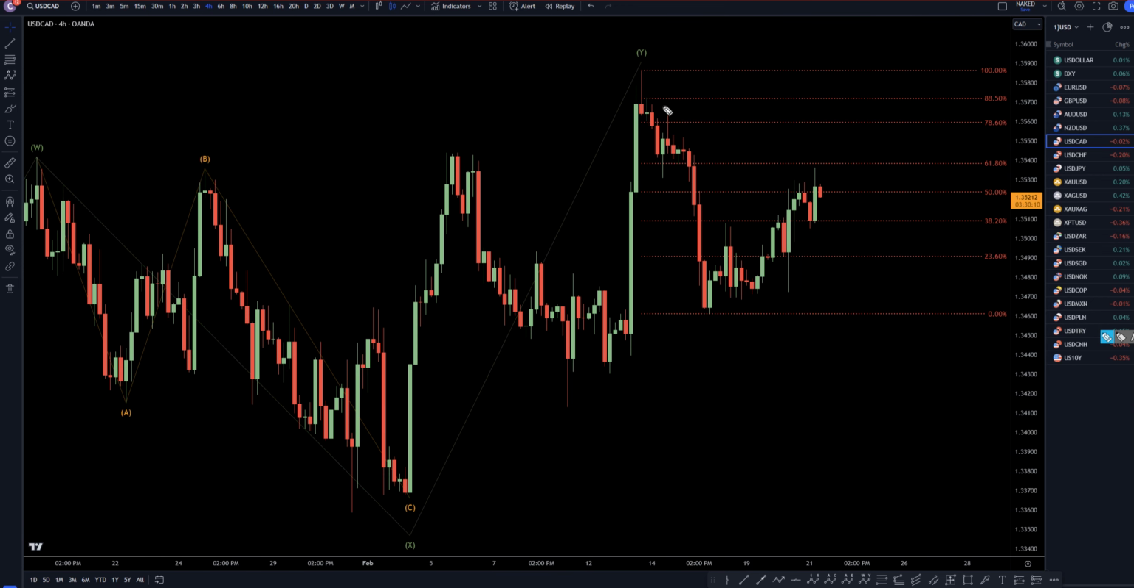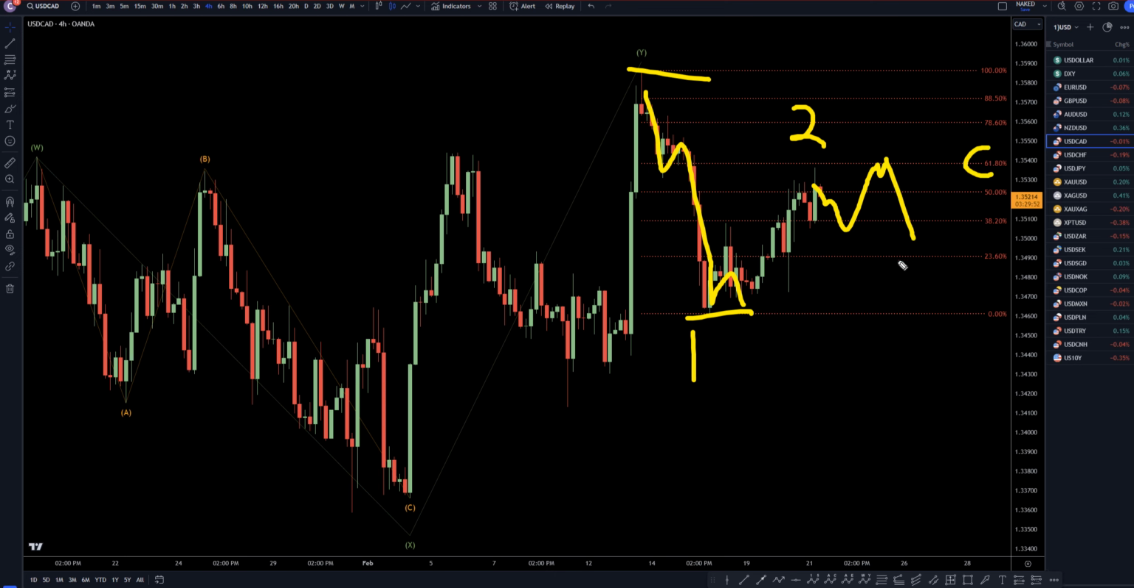On the 4 hour time frame is where I got my Fibonacci retracement measuring this last push down, which I think is very clearly a downtrend. I think there's a good chance this push up is like a wave two and this is like a wave one. So I would be looking for something like this. I'd be looking for a three-wave pullback.